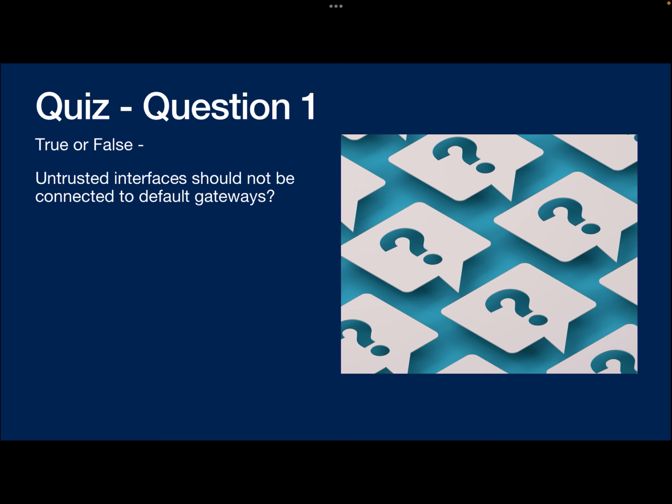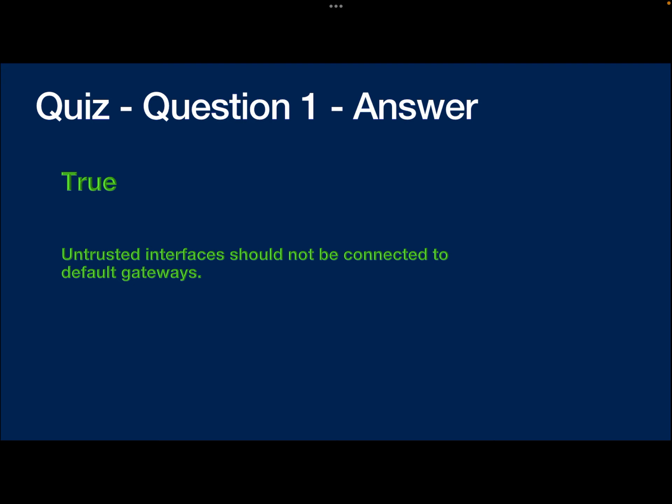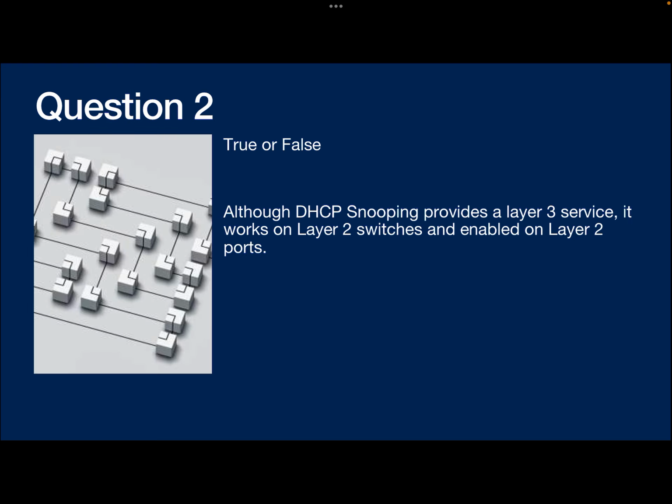Okay, so let's have a look at the answer. Untrusted interfaces should not be connected to default gateways. True or false? And the answer is true. Untrusted interfaces should not be connected to default gateways. Second question. True or false?